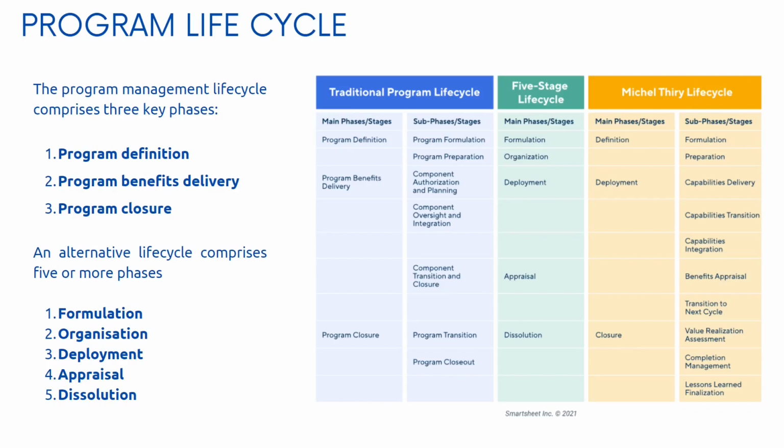The program management lifecycle comprises 3 key phases: program definition, program benefits delivery, and program closure. There are alternative life cycles with 5 or more phases, aligning closely with the aforementioned 3 stages.